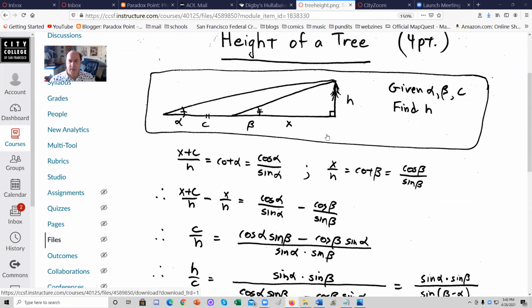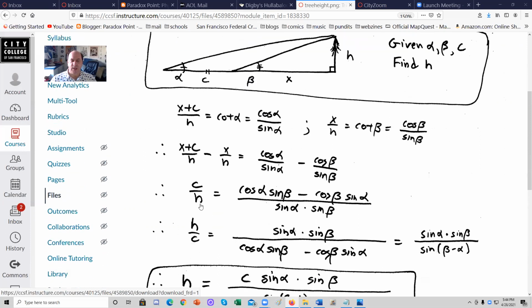So here's the formula. First we need to name this variable x. We won't really use it, but it needs to be there. (x plus c) over h is cotangent of alpha. That's cosine alpha over sine alpha. x over h is cotangent beta, therefore cosine over sine. If you take the difference between (x plus c) over h and x over h, that's cos alpha over sine alpha minus cos beta over sine beta. Here, the x's all cancel out, and we just get c over h is (cos alpha sine beta minus cos beta sine alpha) over (sine alpha times sine beta), just combining these fractions.